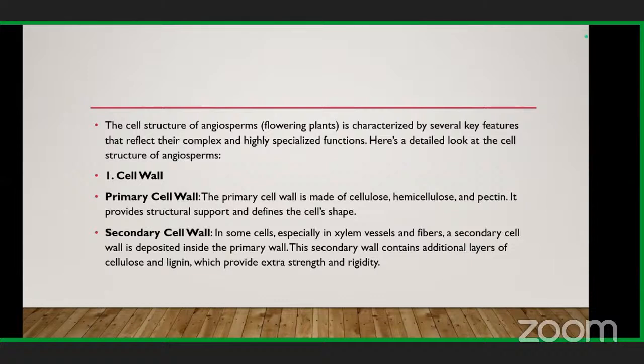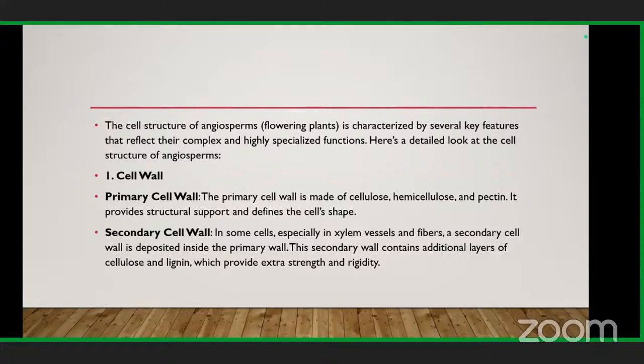Okay, like other plant groups, but apart from cellulose, you will find hemicellulose and pectin also. And this primary cell wall, what does it do? It provides structural support, and it also gives the shape of the tree, the shape of the plant. It defines the cell shape.